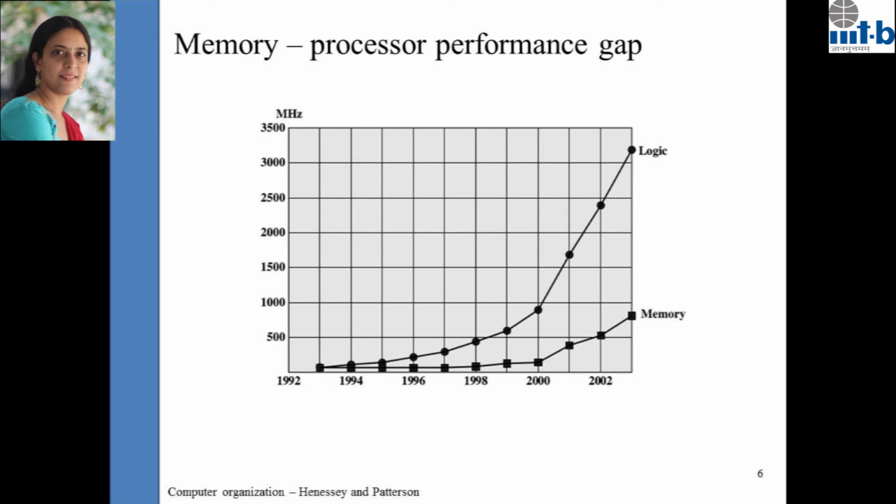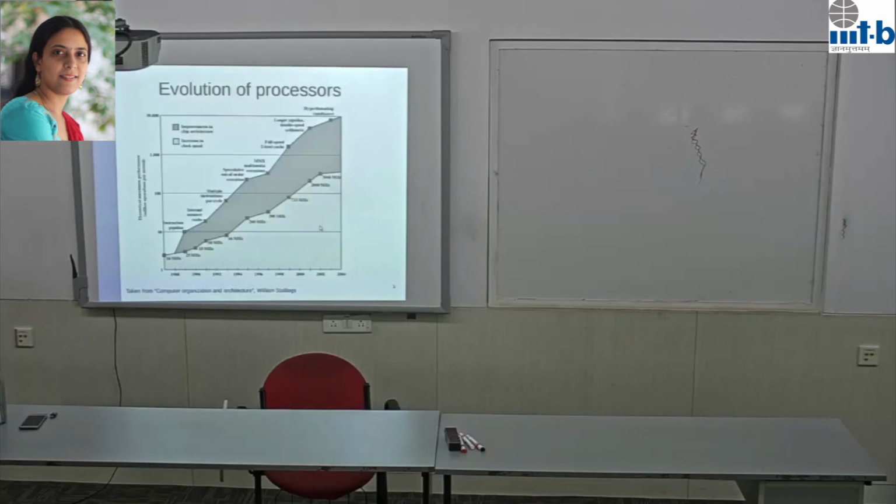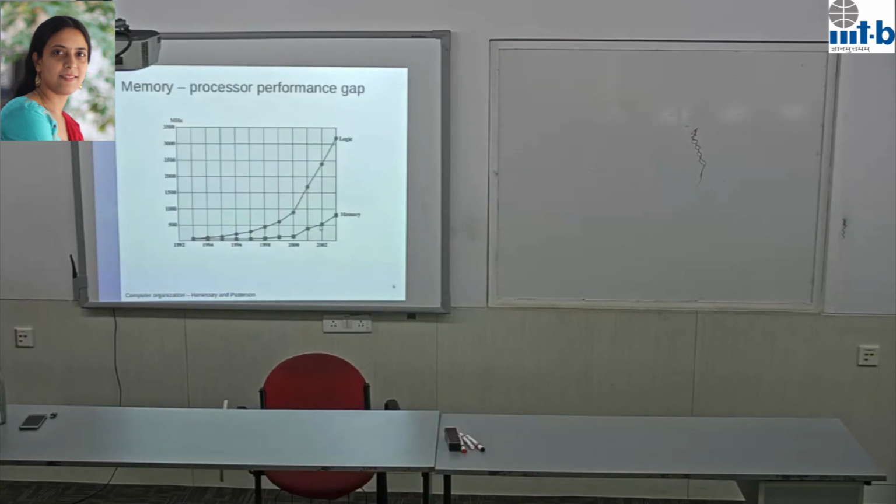So for example, this is the processor and these are the memory slots. I'm talking of the memory access to this memory. That has not been as fast as the speed of the processor.